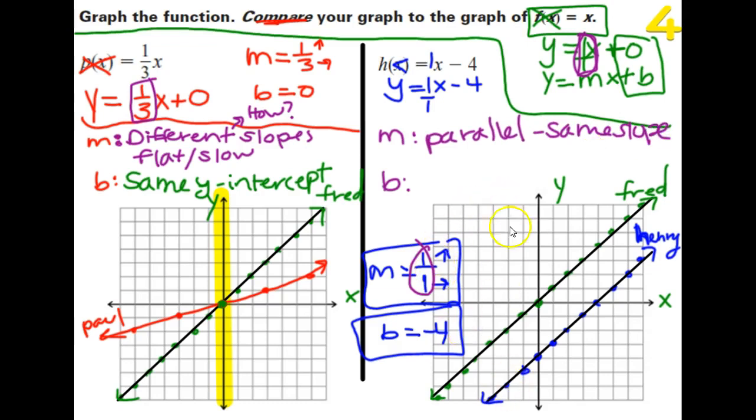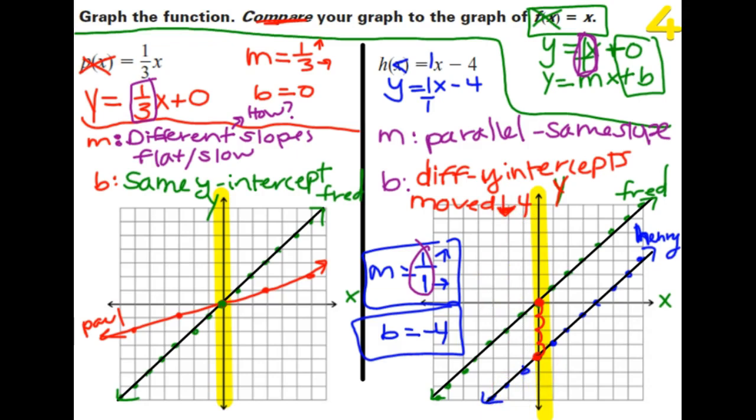And then b, where do they cross the y-axis? Well, if you look at our y-intercepts, this one crosses at 0, and this one crosses down a little bit. So we can say that they are different y-intercepts. But if something's different, we need to say how that's different. We're always comparing to Fred, so Henry is moved down 1, 2, 3, 4 units. So I'm going to say moved down 4.